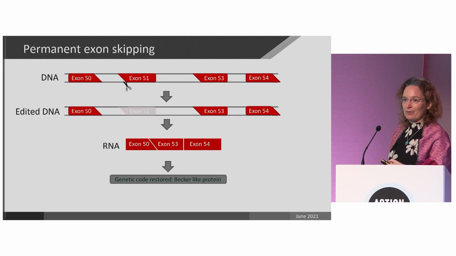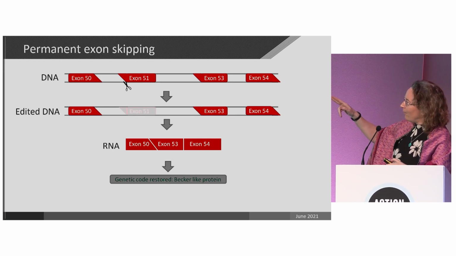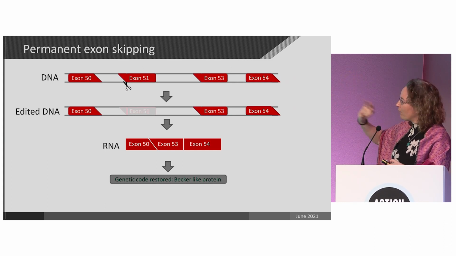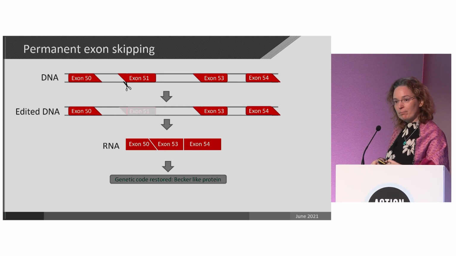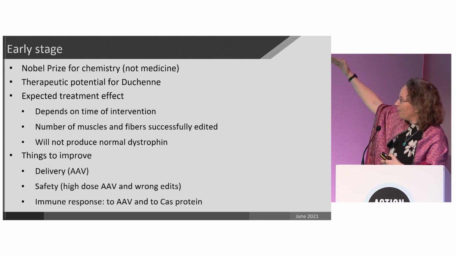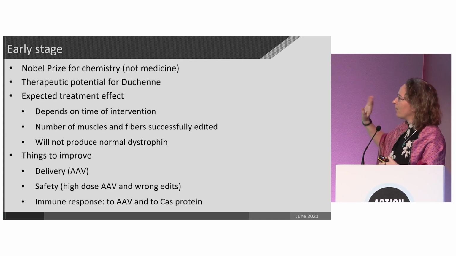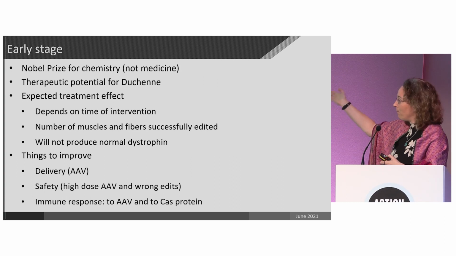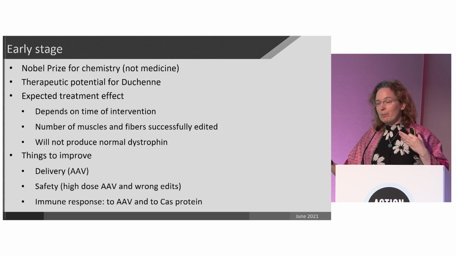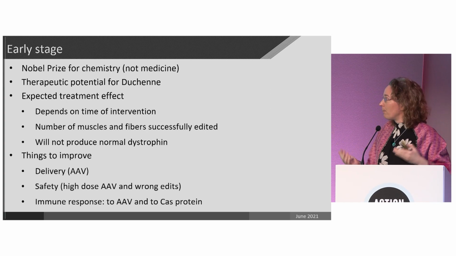Now, why would we want to create errors? Because then on DNA level, we can make an exon invisible. And if we make an exon invisible, then rather than having to do the weekly injections with the AONs, every time the DNA produces a transcript, this exon is not included. So it's exon skipping on DNA level, so to say. So it's an early stage. I know everyone is hyped because it got the Nobel Prize, but it got the Nobel Prize for chemistry, not medicine.